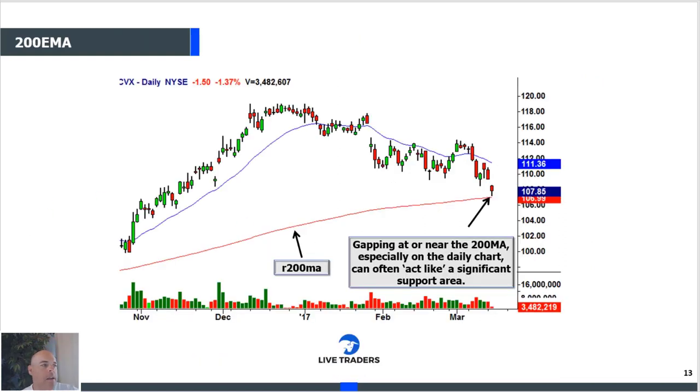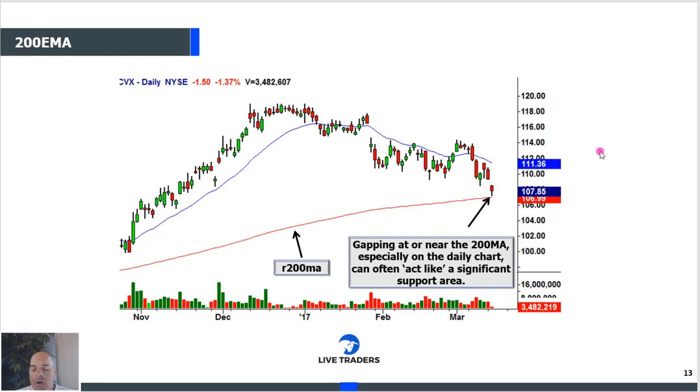All right, let's take a look at moving averages as potential support, okay? So remember I said in and of themselves, by themselves, we don't generally look at moving averages as support. We don't, but we do have to respect them. Okay, so in this case, we're on a daily chart and gapping at or near the 200 period moving average, especially on the daily chart, can often act like, note that word, act like a significant support area.